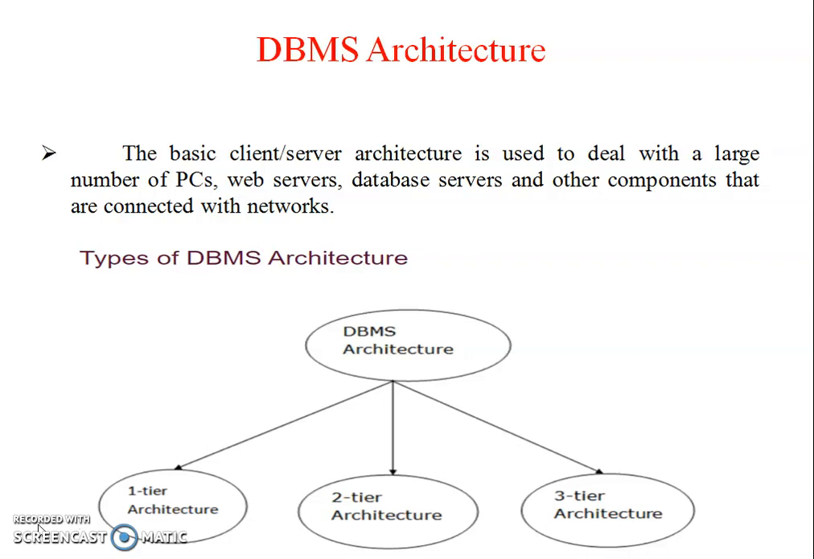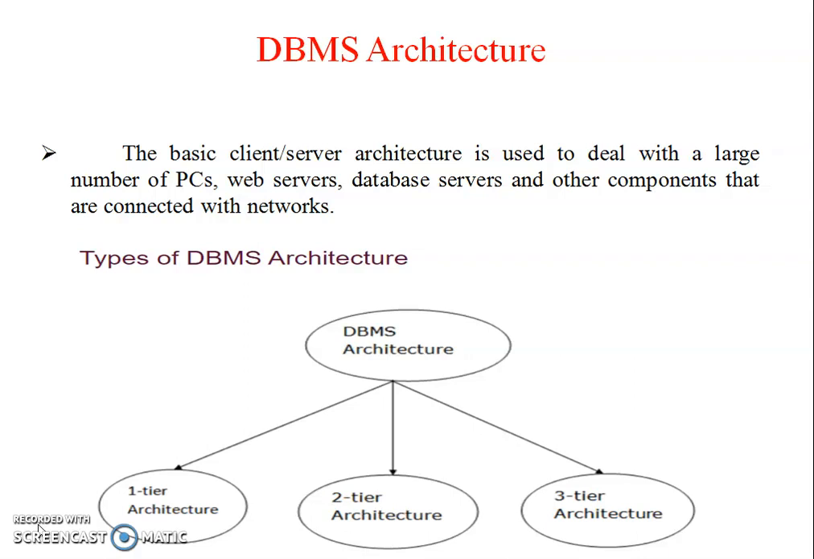The basic client-server architecture is used to deal with a large number of PCs, web server, database server, and other components that are connected with the network. Also, the basic client-server architecture consists of many PCs and workstations which are connected via the network. And DBMS architecture depends upon how users are connected to the database to get their request.